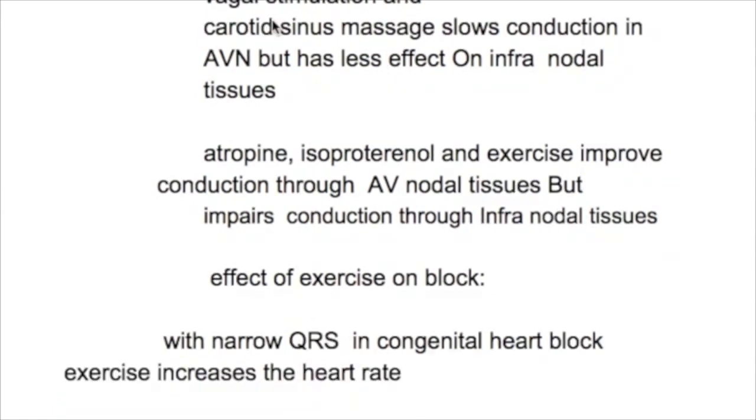So vagal stimulation, carotid massage, atropine, isoproterenol, and exercise, all of them act on the AV node. Vagal stimulation and carotid massage slow the conduction at the AV node, whereas atropine, isoproterenol, and exercise increase the conduction through the AV node. But all of these have very little or no effect on conduction through the infranodal tissues.